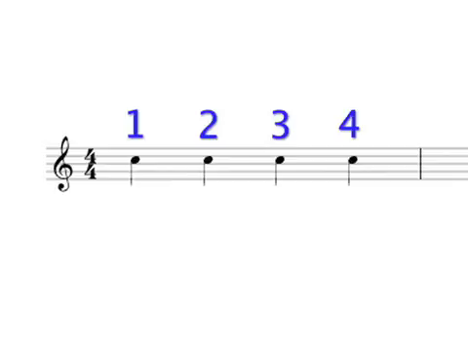Now, if you say those numbers with the beat, you will have said the rhythm correctly. Here's the beat, and here's how it would sound: 1, 2, 3, 4. Now, if you had played exactly what you had just said, you would have played it correctly. My rule of thumb is if you can say it, you can play it.